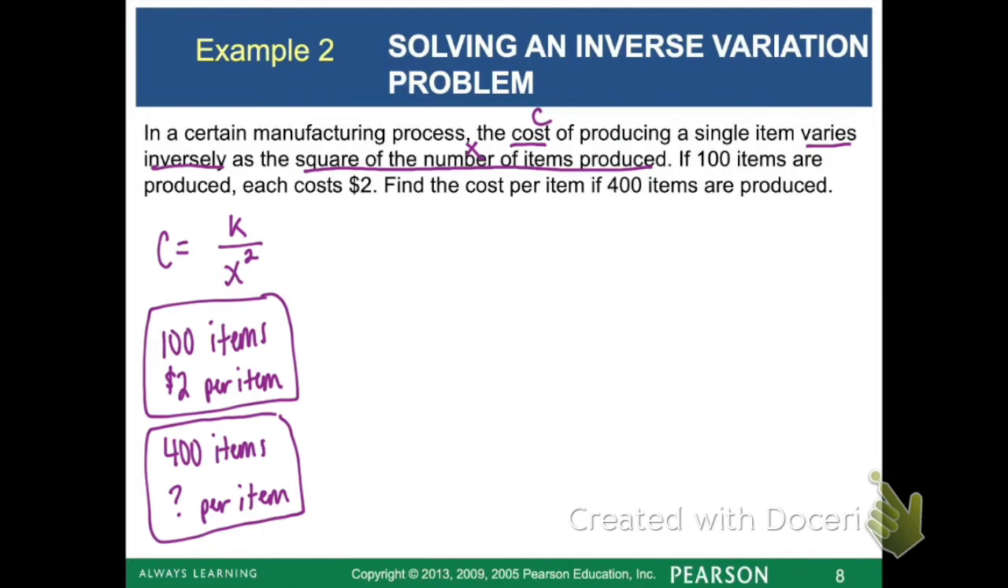So here are my two scenarios. Notice that I'm writing these all out. So out to this left side here, I've got all of my information that I just pulled from the word problem. This is a really good idea to do on your homework and tests. So now I'm ready to take 100 and 2, plug those in for my C and my X, and solve for k.